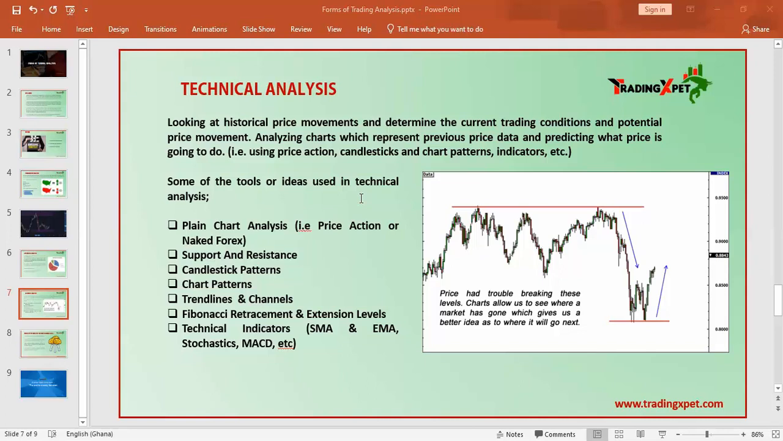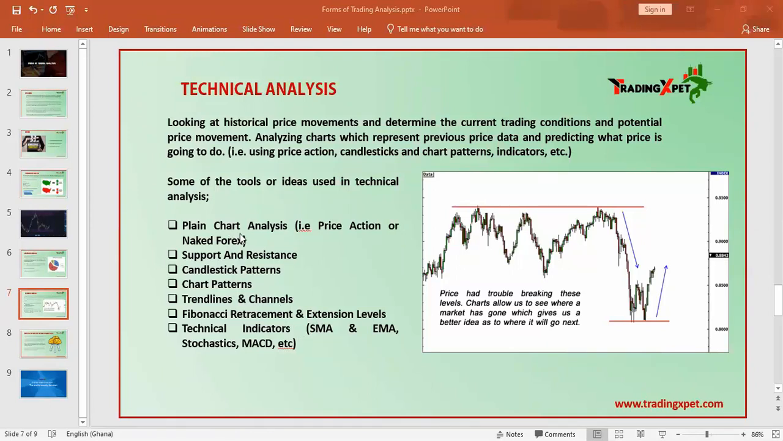We use plain charts, what we call price action or naked forex. When we say naked forex, it doesn't mean that someone is naked in the forex. It just means that you're analyzing the pure price movement without using any additional help of indicators. And we have principles such as support and resistance, candlestick patterns, chart patterns, trend lines, and channels. All these we'll be going through in our subsequent webinars. Fibonacci retracement and extension levels, technical indicators.